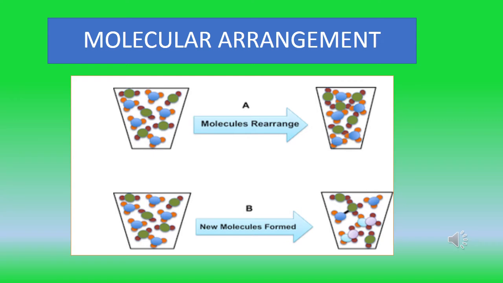Now let's understand the changes that take place in the molecular arrangement during physical and chemical changes. During a physical change, molecules only rearrange themselves as there is only a change of state. During a chemical change, new molecules are formed which are different from the previous ones.